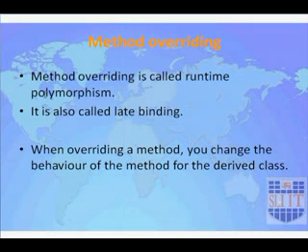Method overriding is when a class redefines a method of another class using the same signature. Runtime polymorphism is done using inheritance and virtual functions. Method overriding is called runtime polymorphism. It is also called late binding. When overriding a method, you change the behavior of the method for the derived class.